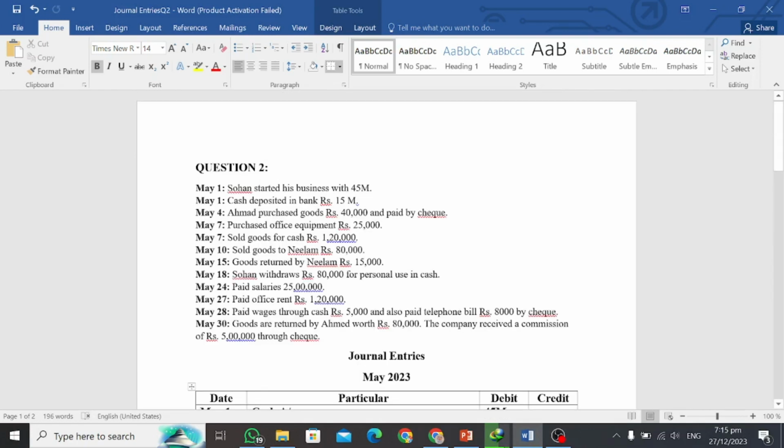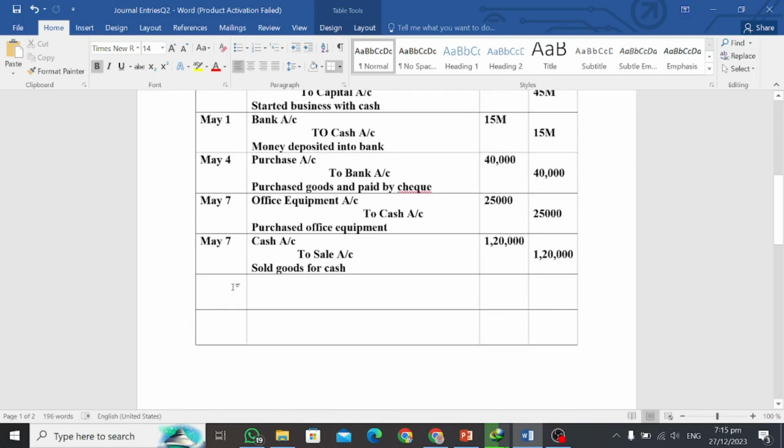May 10, sold goods to Neelam rupees 80,000. When there is a name in the transaction, it means we are dealing with a customer or supplier on credit. As we sold goods to Neelam, it means Neelam is our customer. So the account made with a customer is accounts receivable. So we have accounts receivable and the sale account. Accounts receivable is an asset, so its value is increasing, so it will be debited, and the sale account will be credited. So on May 10, accounts receivable to sale account. Let's write a narration.